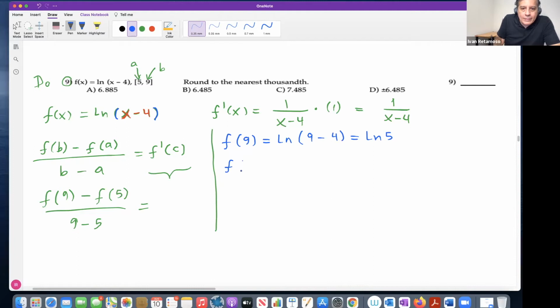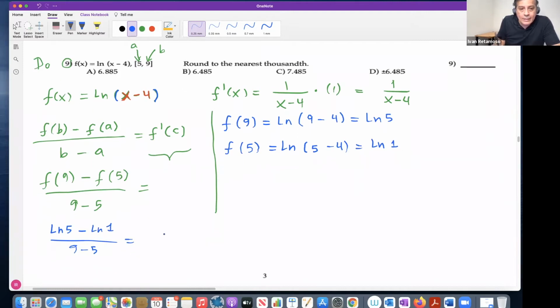The other one is f evaluated at 5, which is natural log of 5 minus 4, which is 1. So natural log of 1, right? Professor, this is 0. Yeah, we know it's 0. You can write 0 there. But now what I suggest is that instead of rounding, perhaps it's better to put this in exact form: natural log of 5 for f of 9, minus f of 5, natural log of 1, all divided by 9 minus 5, which is going to be 4. And let the calculator compute this, so we get this accurately.